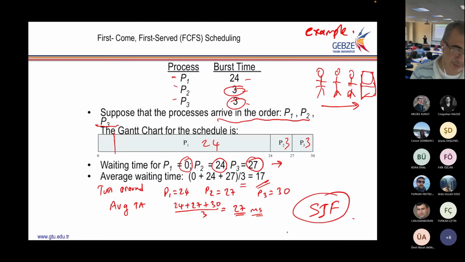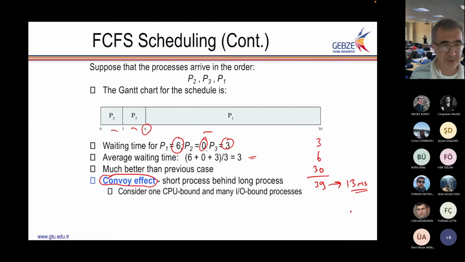This strategy eliminates the convoy effect, which is short processes behind long processes causing problems. And if we consider CPU bound and many IO bound processes, this is the case. IOs wait. You click on things on screen, that's IO. Nothing happens because antivirus or FTP download is working in the background. So your computer does not respond. That means bad scheduling.